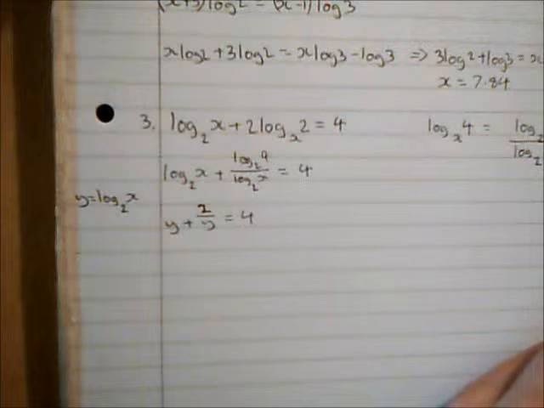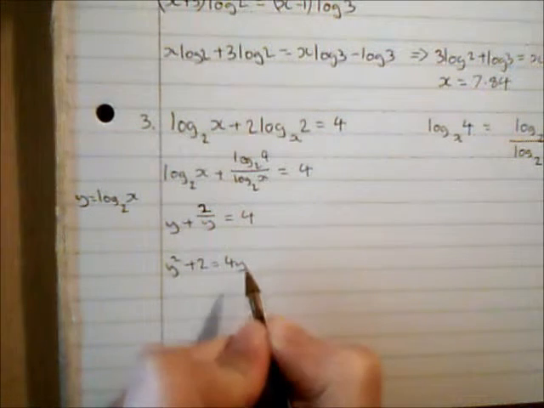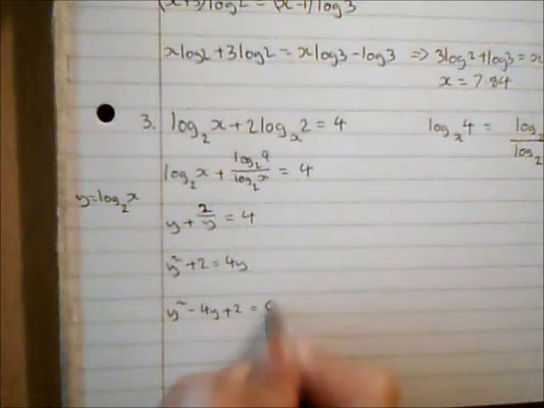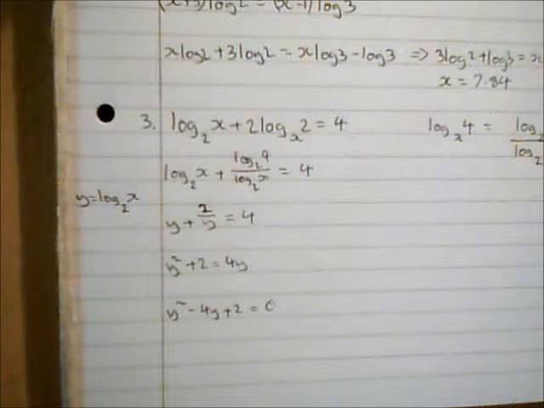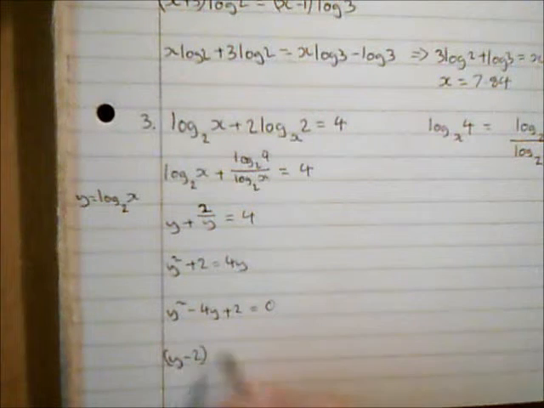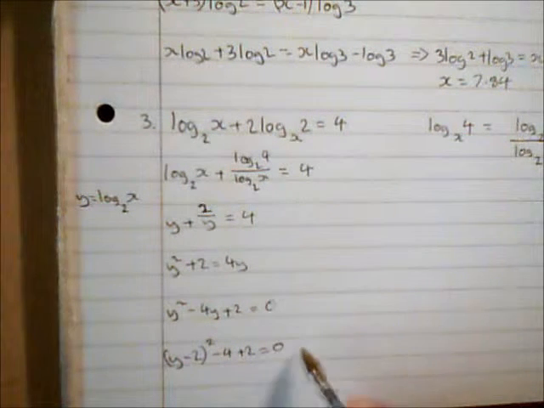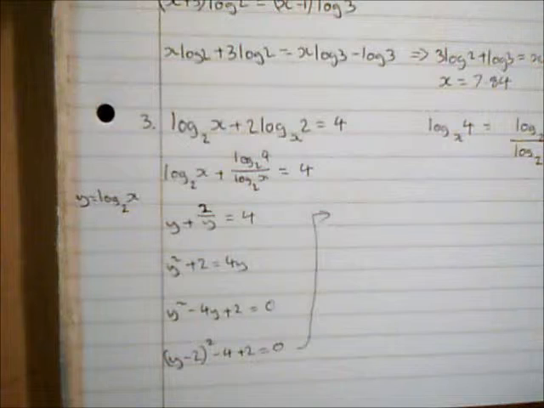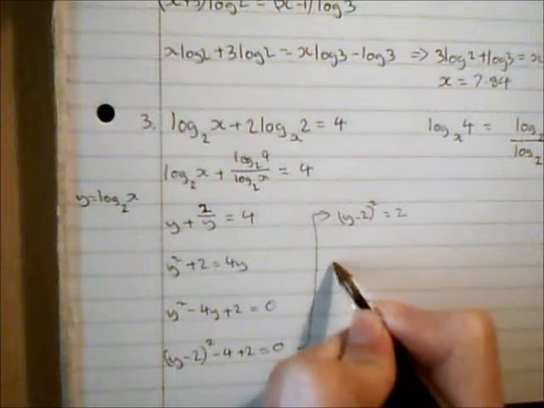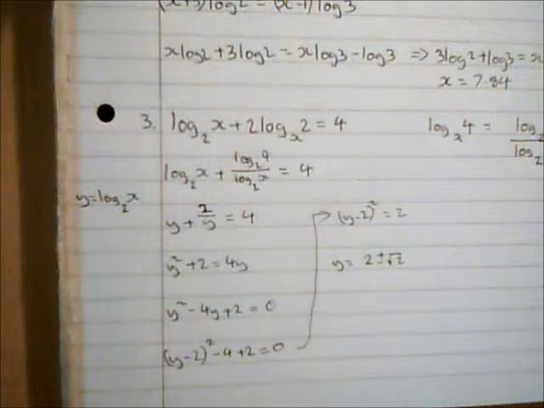So now I'm going to multiply through by y. So I get y squared add 2 equals 4y. I'm going to subtract 4y to give me y squared subtract 4y add 2 equals 0. And I'm going to solve this quadratic. So (y subtract 2) squared subtract 4 add 2 equals 0. And I'm going to continue with this. So (y subtract 2) squared is equal to 2. So y equals 2 plus or minus root 2.